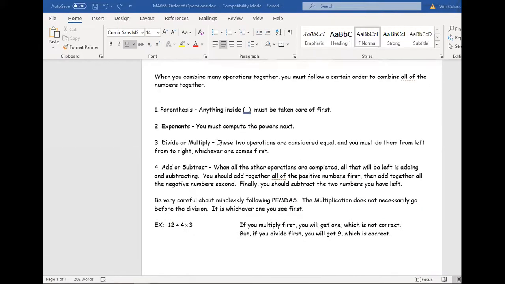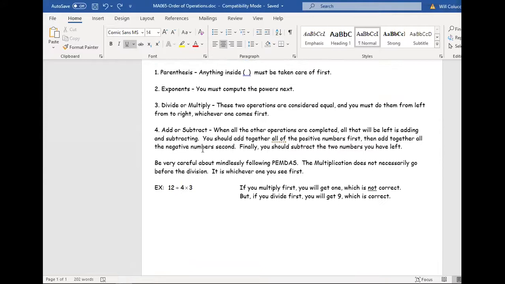Now, here's the important part. When you have a lot of operations, you don't just mindlessly do whatever you see first. You have to do this in an order. This is why you have to be very careful with the PEMDAS thing. Parentheses do go first. If you see parentheses in a problem, whatever is inside of there, you do first. And then again, you have to follow the correct order. What's in there might be complicated, so you have to still follow the order. Now, the second thing, you do all the powers. Any exponents you see have to be computed. This is where we discussed last time that people mess up.